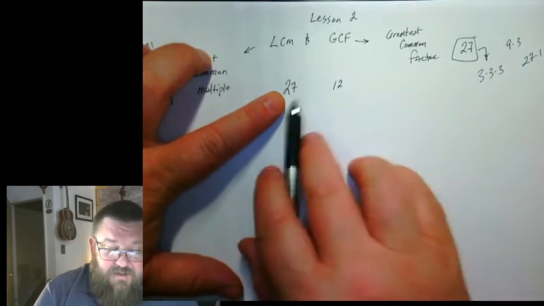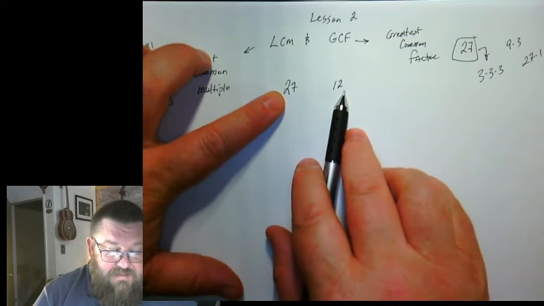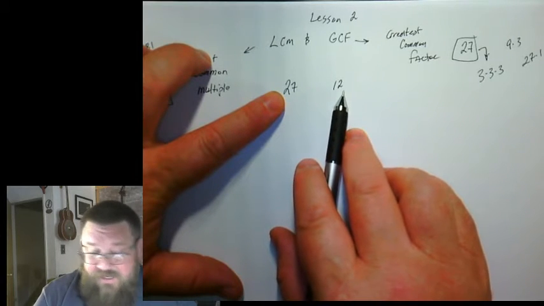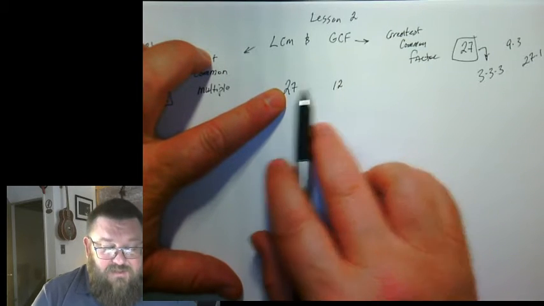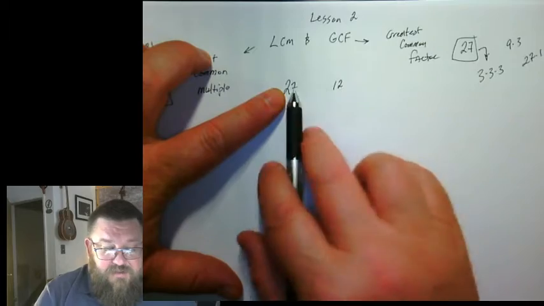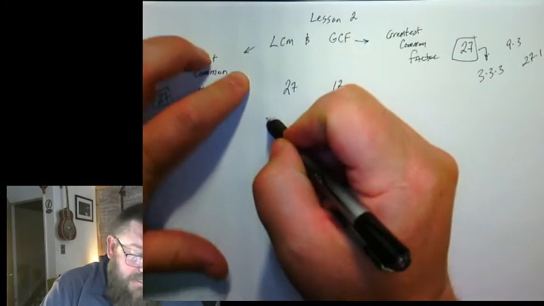I could probably figure out the greatest common factor between the two. In fact, let's see here. I think it's going to be 3, because 3 goes into 12 and 3 goes into 27. 6 doesn't go into 27, it goes into 12. 12 doesn't go into 27. So anyway, I think it's 3, but here's what you're going to do.